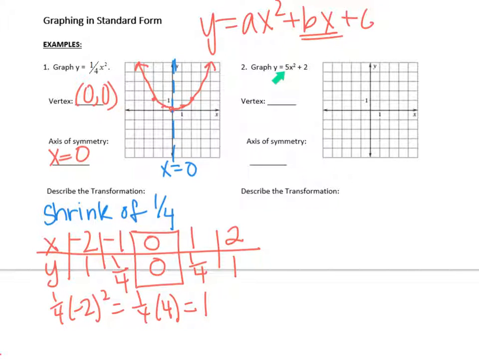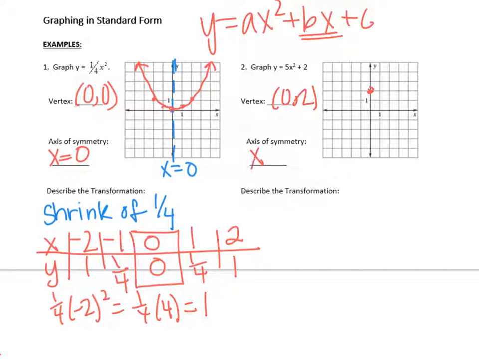Again, 5 tells us it's the a value of 5, so a stretch of 5. 1 from the middle, we're going to go up 5. And that 2 is going to be our y-intercept. Because there's no b term, our vertex just moved up 2. So our vertex is going to be (0, 2). (0, 2) is right here.